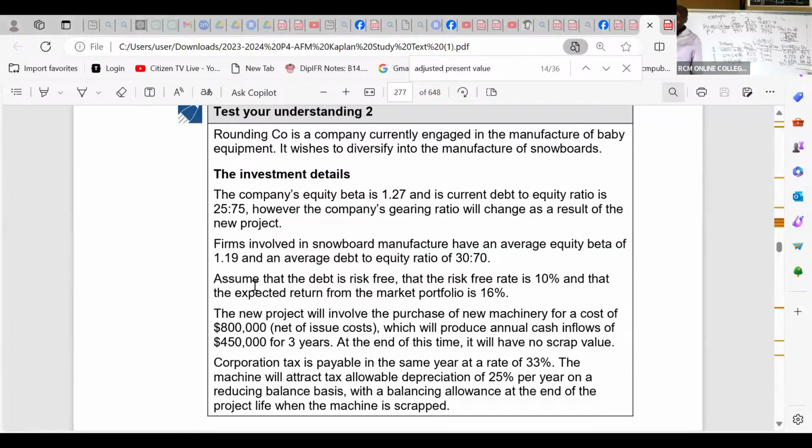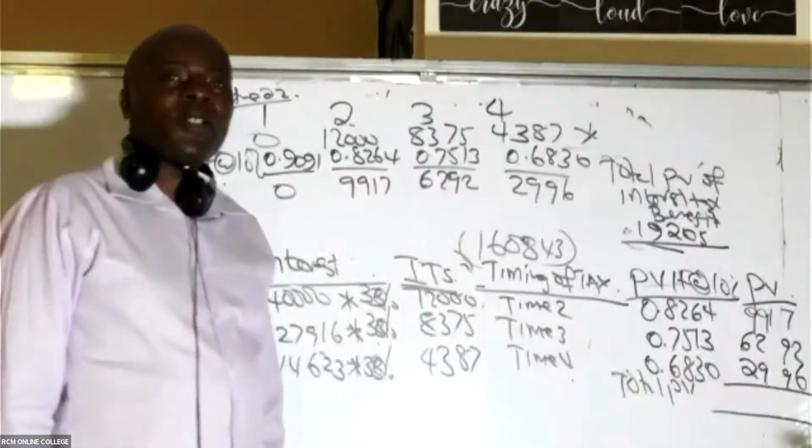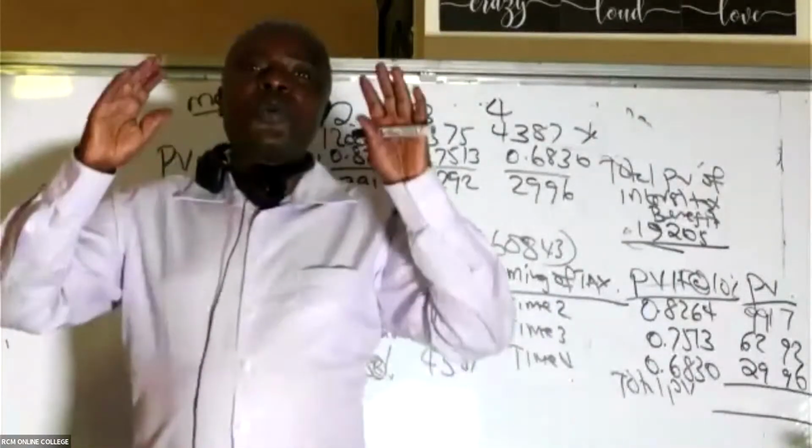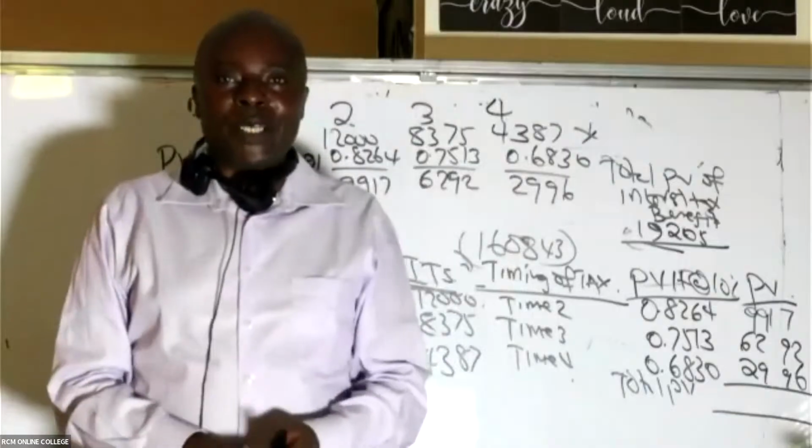We are told the rounding company is a company currently engaged in the manufacture of baby equipment. It wishes to diversify into the manufacture of snowboards. This is very popular. You guys will get this question in your exam. I'm getting a situation where our firm RCM wants to venture into a new industry.